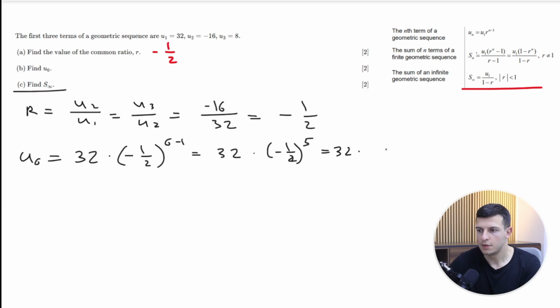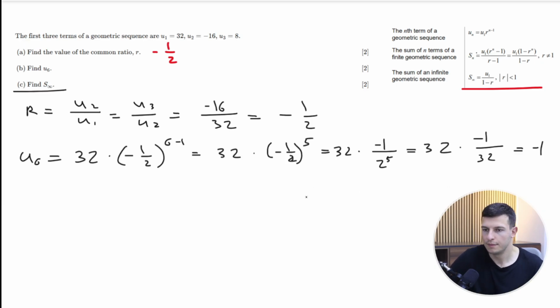32 times 1, negative 1, because the power is odd value. And at the bottom, 2 to the power of 5. Okay, we can further simplify that. 32 times negative 1, this is also 32, so it's going to be negative 1. Cool? So we found U6, negative 1.